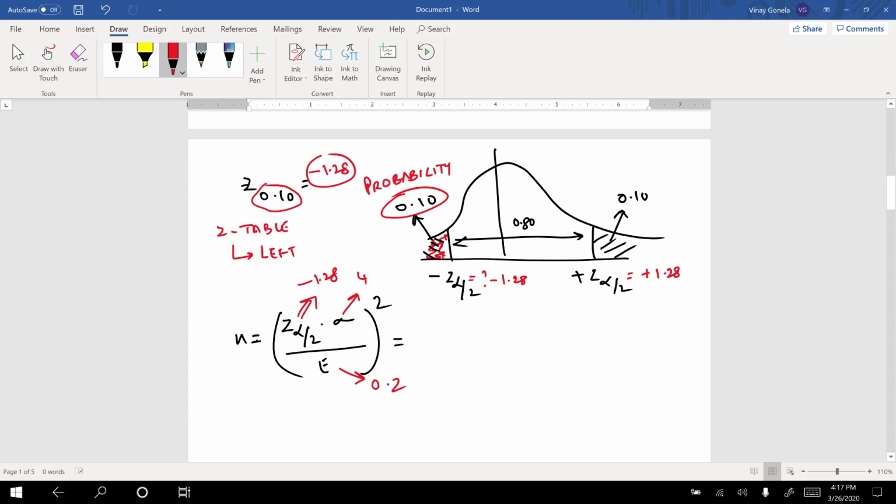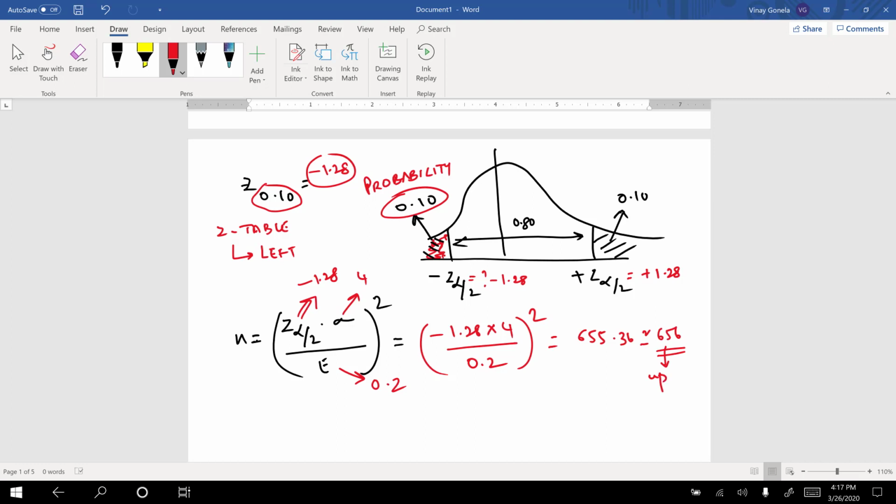So that would be negative 1.28 multiplied by 4 divided by 0.2, whole square. Once you calculate this, you will get 655.36, that is 656. So you need 656. You always try to round up. They will tell you to round up in Hawks.